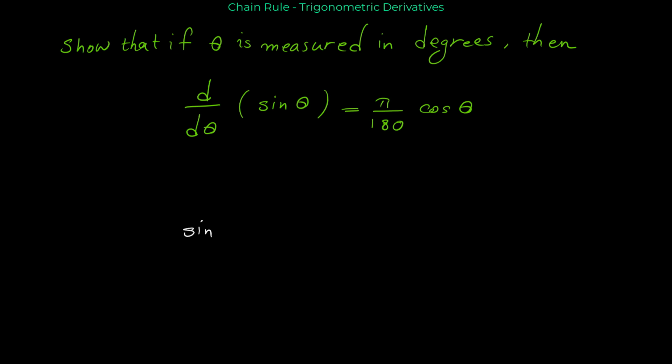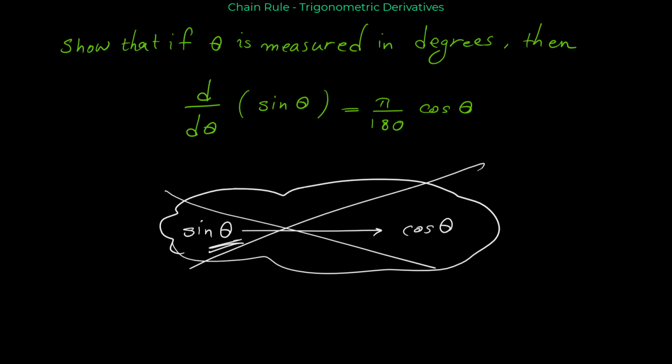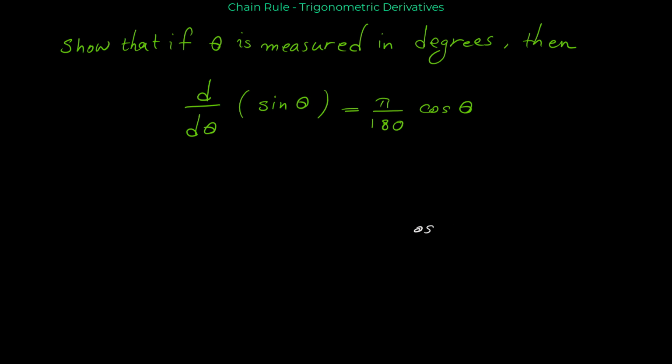Attention! When we say the derivative of sine of theta is cosine of theta, or the derivative of sine of x is cosine x, this rule is valid only if theta is in radians. Otherwise, we don't have such a rule. Here, the angle theta is measured in degrees, and we want to find a formula for the derivative of sine of theta if theta is measured in degrees.